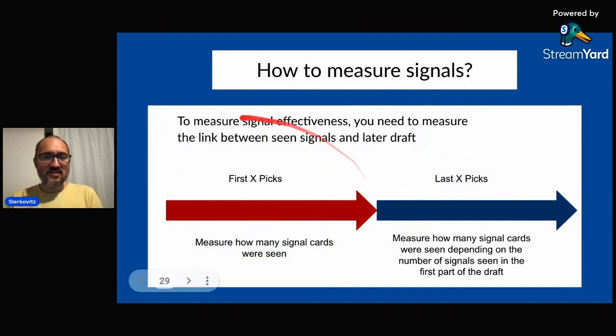So is there a link between how many signals you see in the first something picks and what you will see in the last something picks? So here you measure how many signal cards were seen, and here you measure how many signal cards were seen depending on the number of signals seen in the first part of the draft. So you split the draft in half, measure how many signals you have in the first half, measure how many signals you had after that first part. Not half, first part.